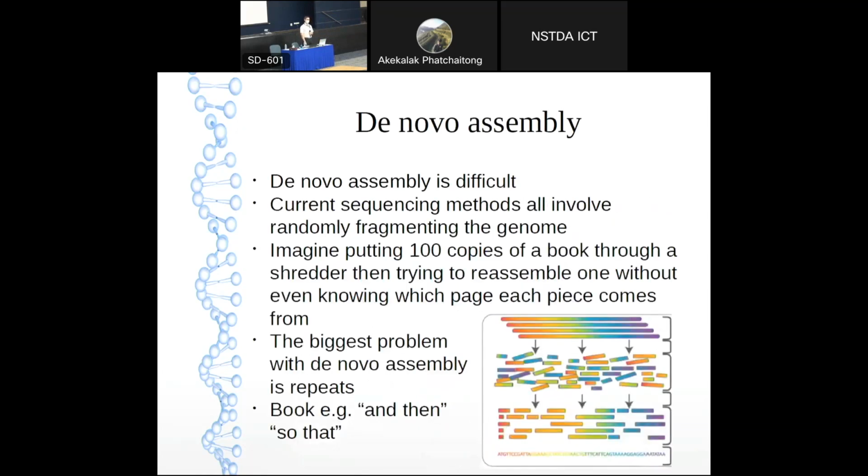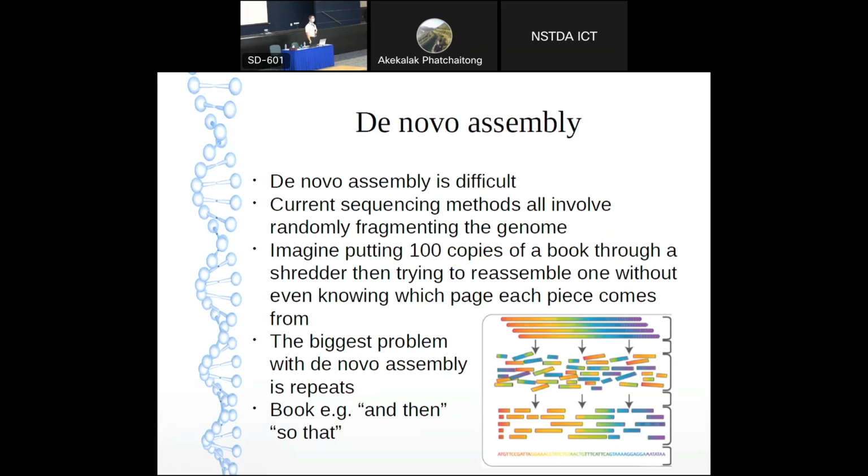Okay, so de novo genome assembly is actually quite difficult. And as we just saw, current sequencing methods all involve randomly fragmenting the genome. So you can imagine putting 100 copies of a book through a shredder and then trying to reassemble a single copy of that book without even knowing which page each of the pieces come from.